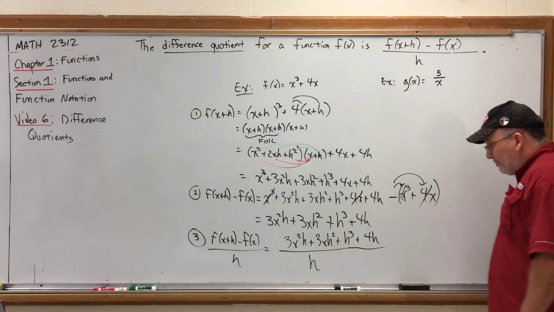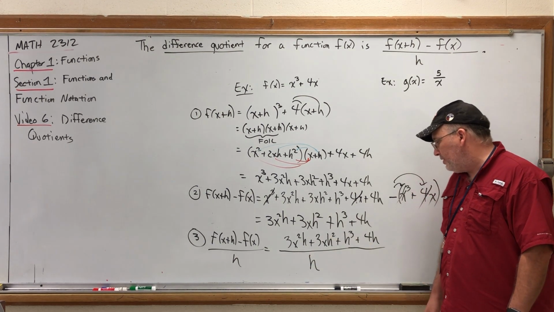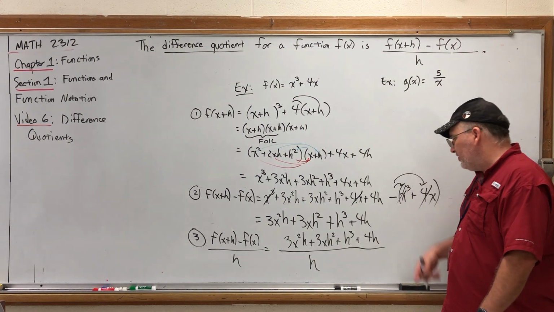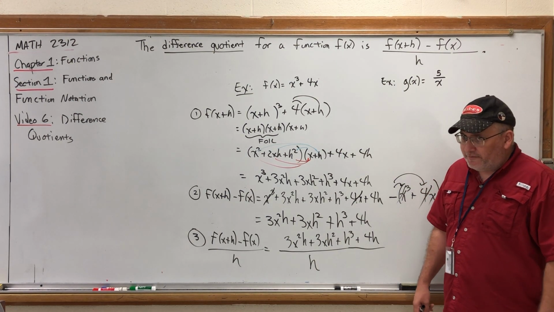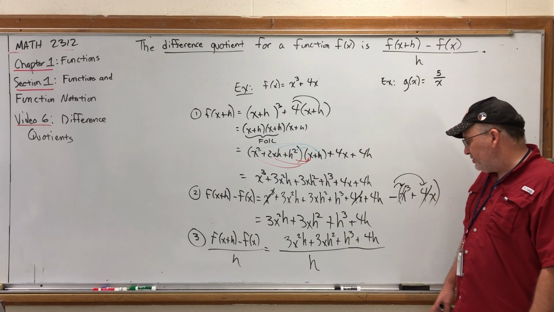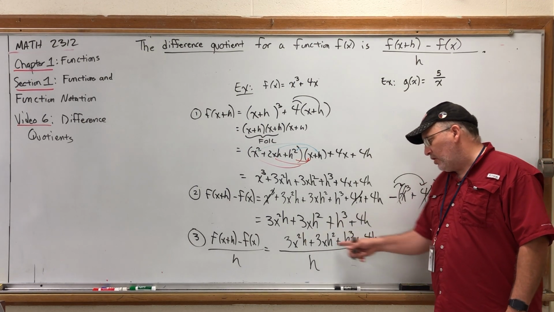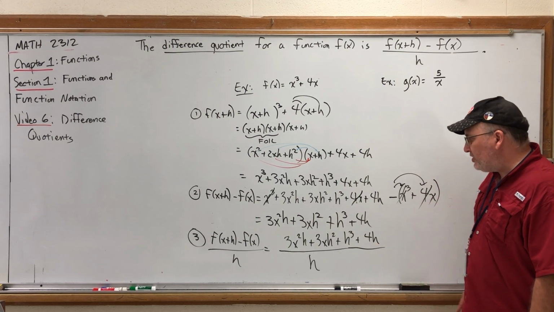Speaking of easily making mistakes, a common mistake here is to say, hey, let me cancel this h with that one, or maybe this h with this one over there. None of those technically are correct. The rule for canceling in a fraction is you can only cancel parts of multiplication problems. Everything up here is currently part of an addition problem and can't be canceled inside of a fraction.